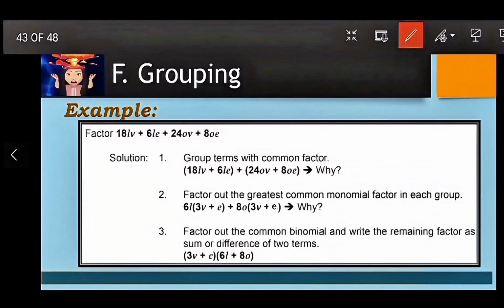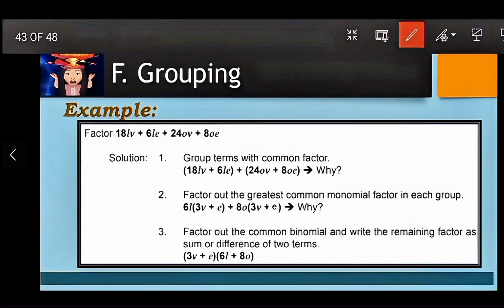Factor 18LB plus 6LE plus 24OB plus 8OE. So first step, we need to group the given polynomial. So we will group 18LB plus 6LE and the other one is 24OB plus 8OE. Why do we group these two? Because 18LB plus 6LE has a common factor of 6L and the other one has a common factor of 8O.